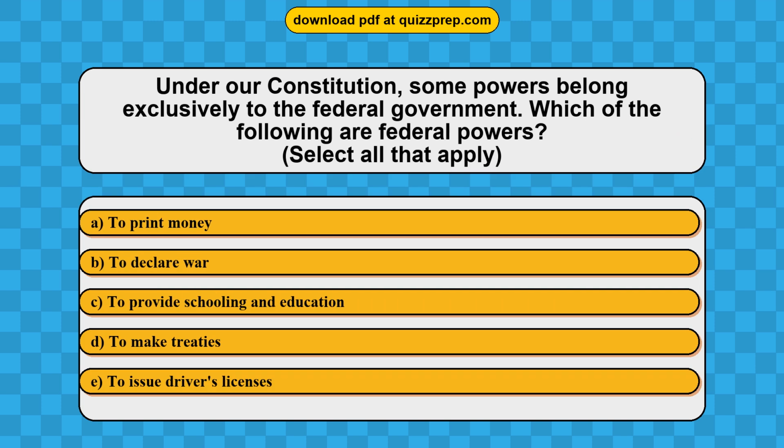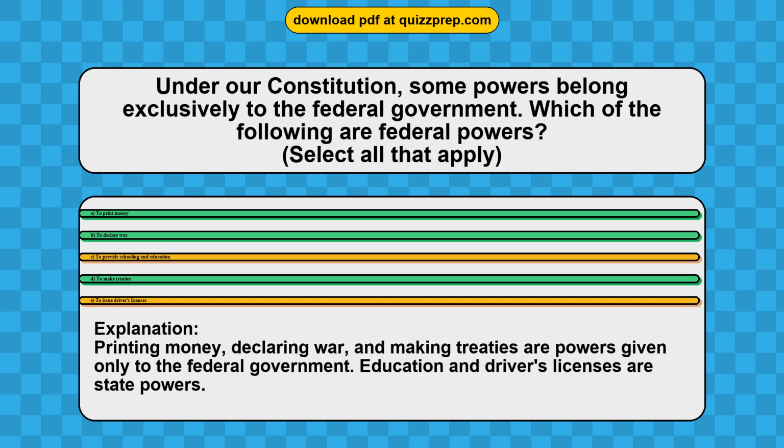Question 69. Under our Constitution, some powers belong exclusively to the federal government. Which of the following are federal powers? Option A, to print money. Option B, to declare war. Option C, to provide schooling and education. Option D, to make treaties. Option E, to issue driver's licenses. The correct answers are options A and B and D. To print money, to declare war, to make treaties. Printing money, declaring war, and making treaties are powers given only to the federal government. Education and driver's licenses are state powers.